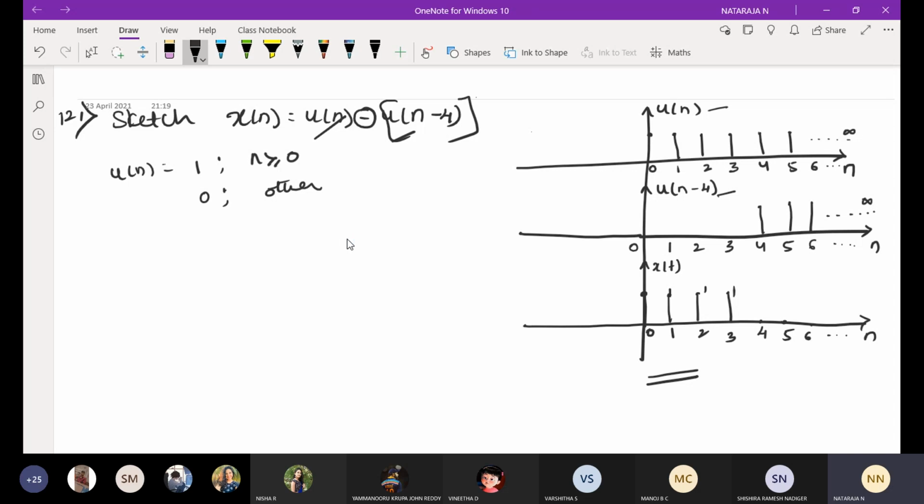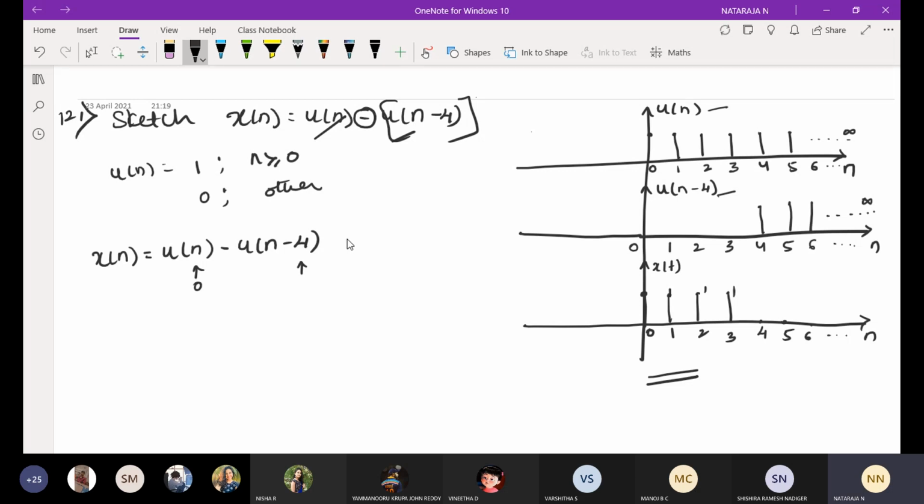What is the equation we have? x of n is equal to u of n minus u of n minus 4. Okay, now this is your u of n. Initially, this will be 0. Am I right? This is 0. This is 4, n minus 4.